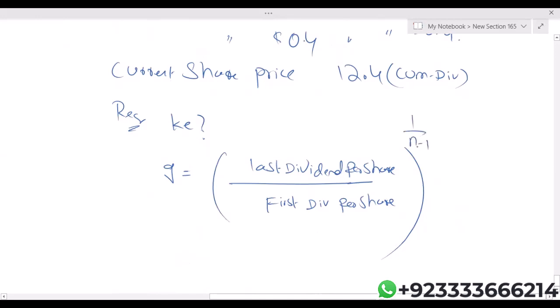Basically, if the examiner has given you the data of 10 years, for example, then the power will be 1 upon 9, because the growth actually starts from the second year. In the very first year, there's only a dividend. So if the examiner gives you the information of 5 years, then the power is going to be 1 upon 4, minus 1. So this is the formula for calculating annual dividend growth rate: last dividend per share divided by first dividend per share, to the power 1 upon n minus 1.